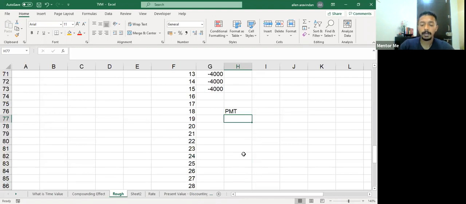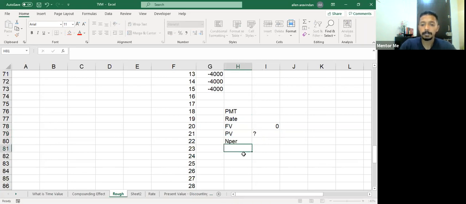If we want PMT, what would we need? We would need the rate. The first data point which we would need is rate. We would need the future value. We would need the present value. The future value, even if we do not have, it's fine. We could assume it as 0. But the present value, do we have it? We don't. Do we have the N per? Yes, we do. The N per is 20.